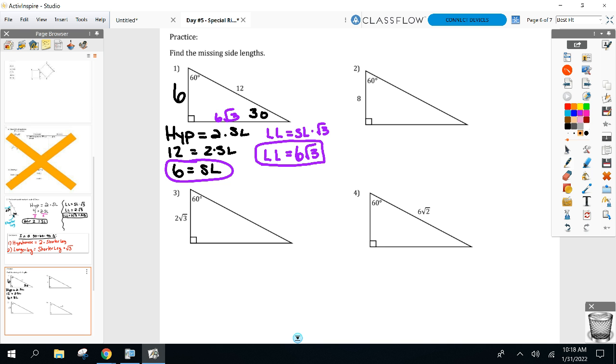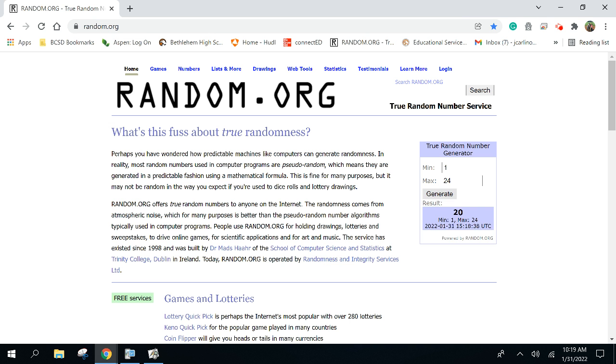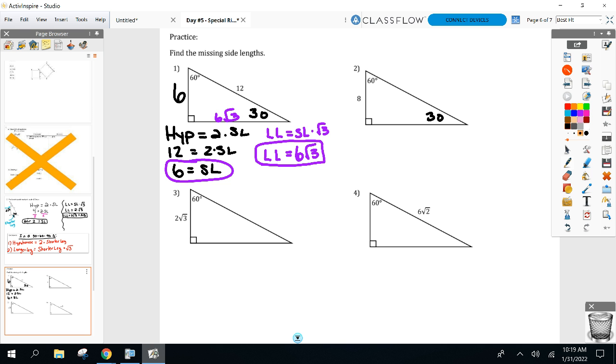Am I going too fast, or are we okay? Because now it's really about what side I give you to start out with and going from there. Name the side that is labeled 8. What do I call that side? It is no longer the hypotenuse. We are starting somewhere different now. What's the 8 here? Shorter leg. That's the shorter leg.